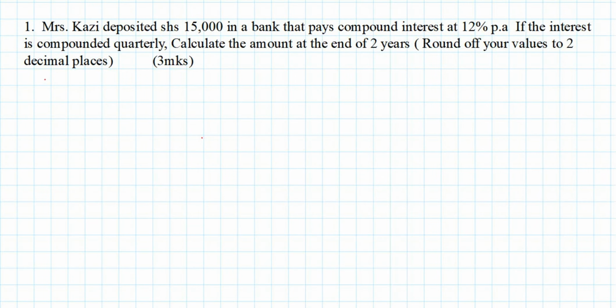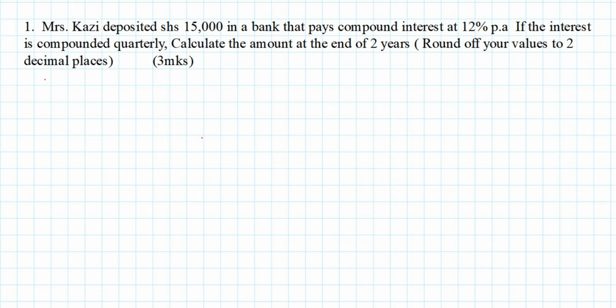So on to our questions. And our very first question, we are being told that Mrs. Kazi deposited 15,000 shillings in a bank that pays compound interest at 12% per annum. If the interest is compounded quarterly, we are told to calculate the amount at the end of 2 years and then round off your values to 2 decimal places. And there you are to earn 3 marks when you solve the question successfully.